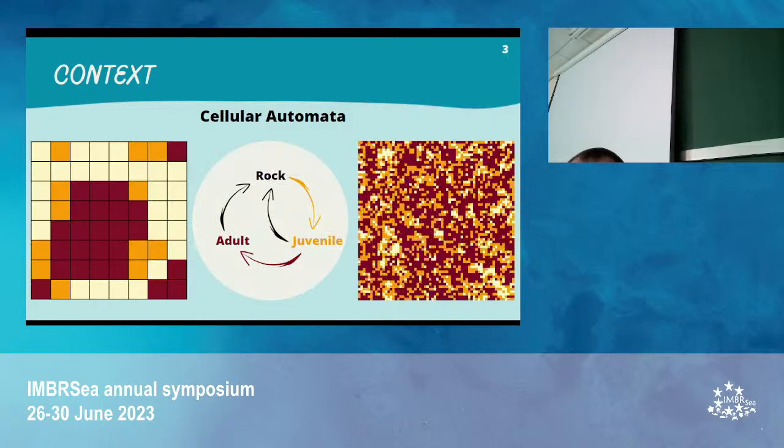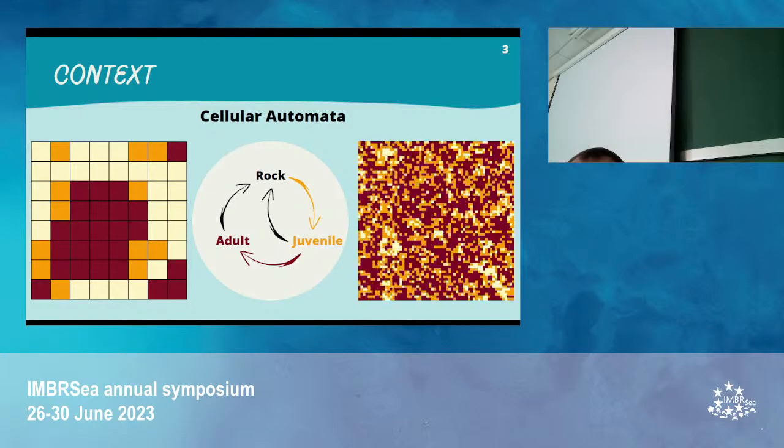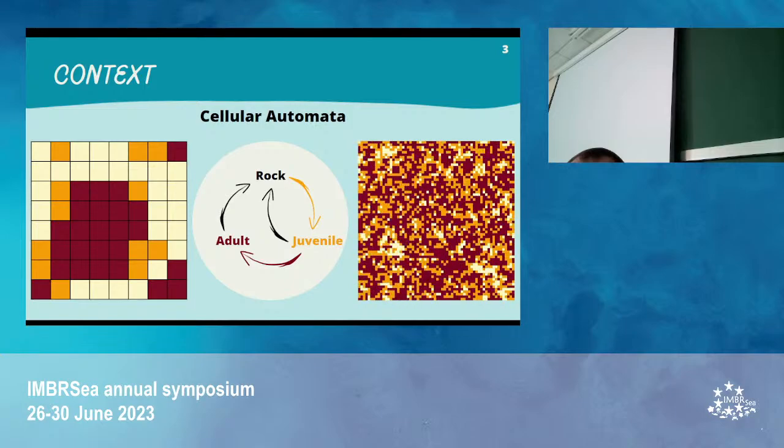So we used a cellular automaton model, that is a big grid of cells in which each cell has one state. In our model, we defined three different states: the rock state, the juvenile kelp, and adult kelp. This model is dynamic and discrete in time. It means that we start at time 0, then time 1, time 2, time 3. And at each time step, there is a certain probability of transition of each cell. So a cell that is a rock can be colonized by juveniles, by sporophytes, and become a juvenile cell.